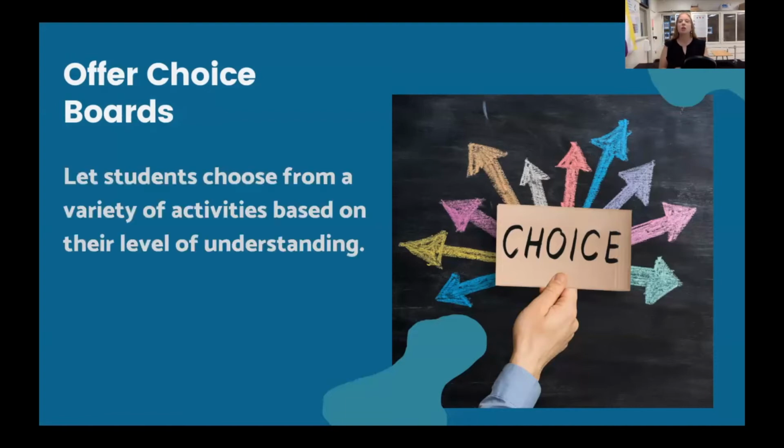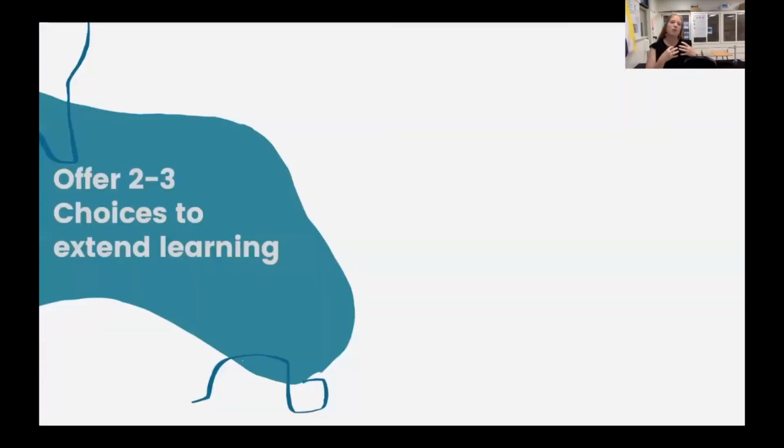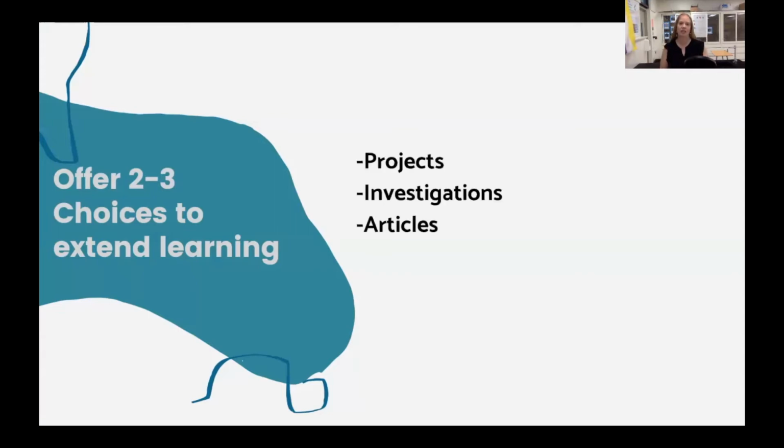Choice boards. So let the students choose from a variety of activities based on their level of understanding. Here's what you can do. You could offer 2 or 3 choices for those that are ready to extend their learning. So the data shows they've got the information, they're ready to extend it, and now you can offer them 2 or 3 choices. So let them choose how they want to extend it. Now, these could be little projects that you have, investigations. They could be articles where they're going to be reading about it, going more into real life.